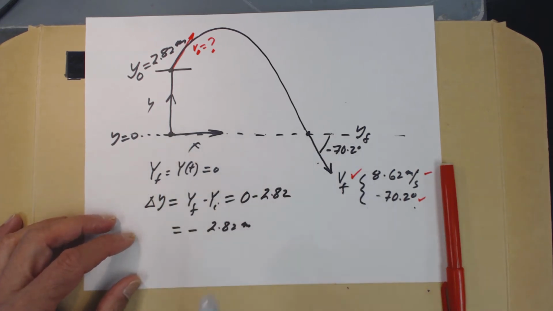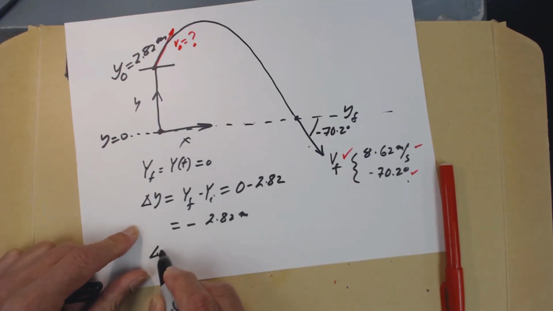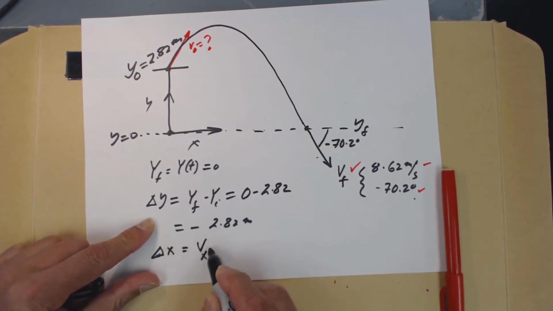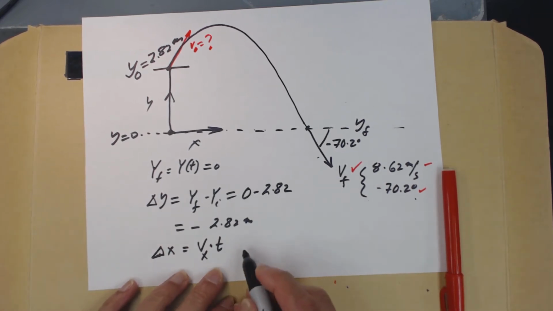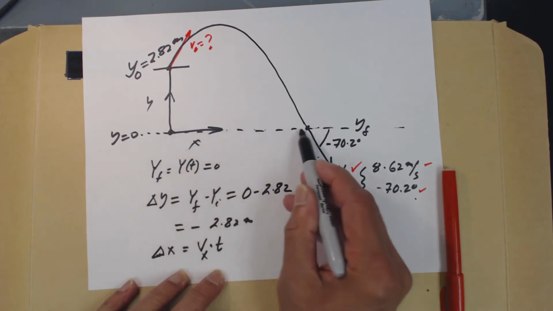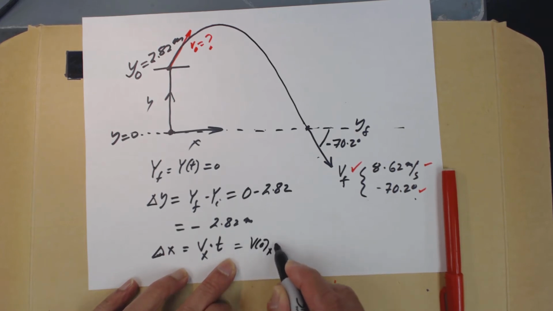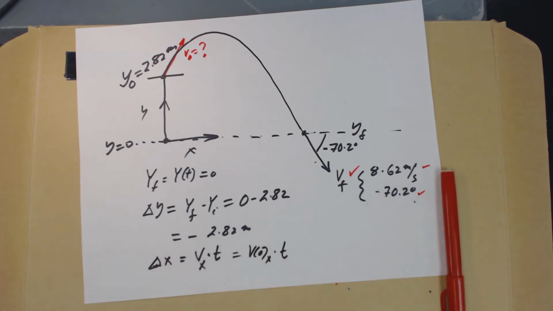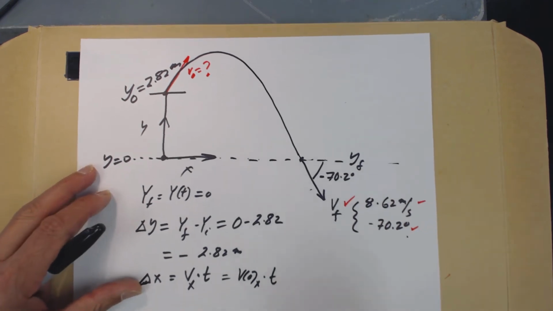Do I know how much is delta x? I don't know. To figure out delta x, delta x would be Vx times t. I don't know the t yet. Since this is horizontal motion, it is uniform, which means no acceleration, so I can even write this as V0x times t. I can find V0x right away, and I'm going to find that shortly.